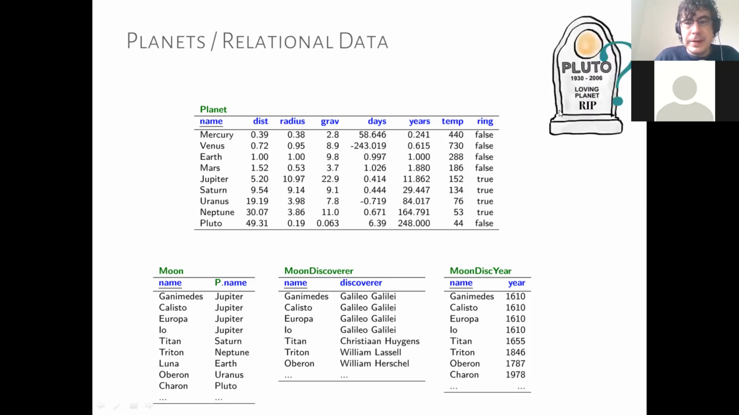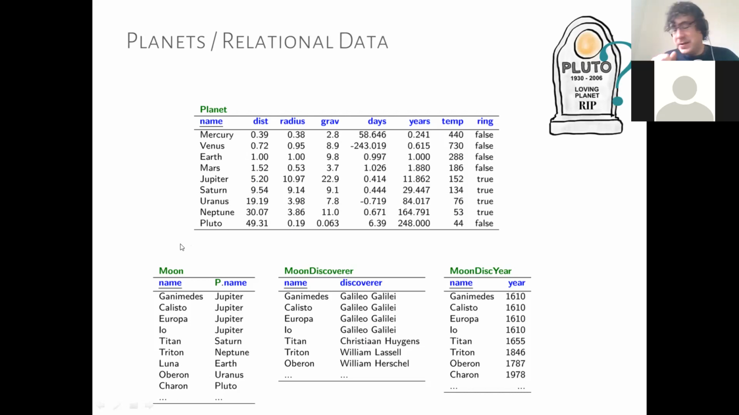But now some people have decided, unfortunately, that Pluto is no longer a planet. So we need to think about this. So how are we going to represent now that Pluto is not a planet? So we have this last row here of our table that no longer makes sense. So we don't want to just delete the row, because we have all this useful information.